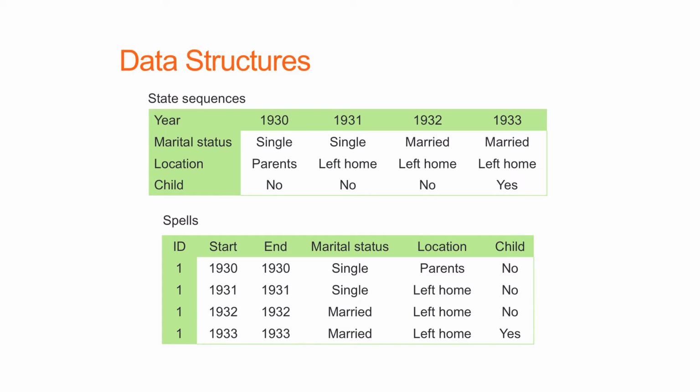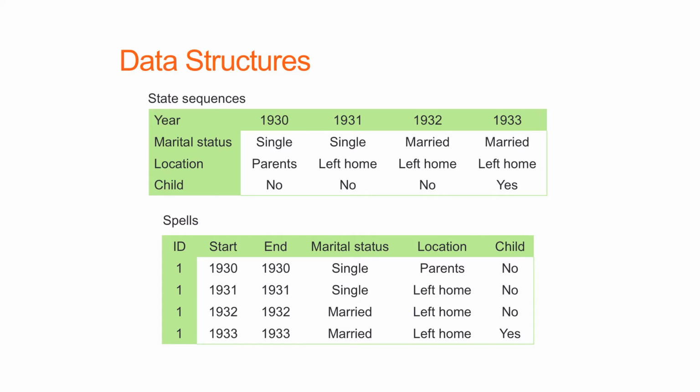So another data structure that can be handled by Terminer is spell data that has a starting time and an ending time with a state or an event that corresponds to each of those spells. So for spell data, there are multiple rows per person. For state sequences, there's typically 1 row per person. And for the time-stamped events, it's multiple rows per person.